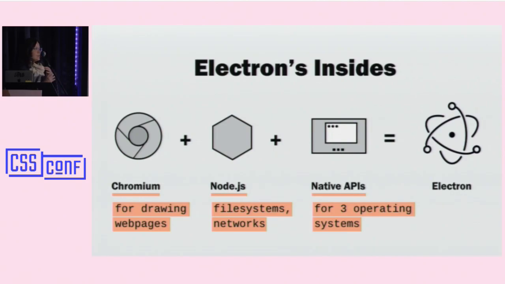So what is going on inside of Electron to make it able to do what it's doing is it's combining these three elements. And what I want to make clear is Electron is not a web view, it's not just a native wrapper around a web view. It's actually a way to fully make a native app that's really integrated with the desktop. And it does this by combining Chromium for drawing web pages, Node for accessing file systems and networks, and then Electron has its own set of native APIs for doing operating system functions for three different operating systems.